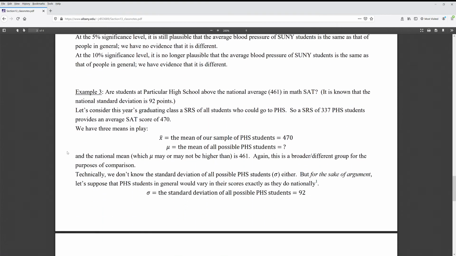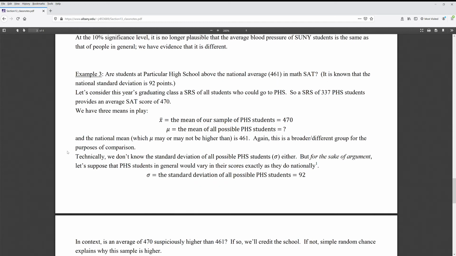Example 3. Are students in a particular high school above the national average, 461, in math SATs? Again, we have a point of comparison here. The national math average is 461. That's not in doubt. What is in doubt is how things work at this school. It's known that the national standard deviation is 92 points. And as in the previous example, although it may not really be plausible, we'll assume that this is also the standard deviation for our particular high school.